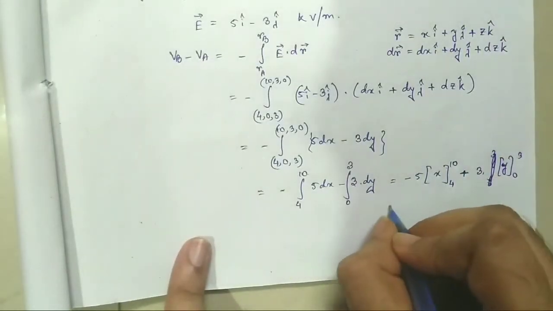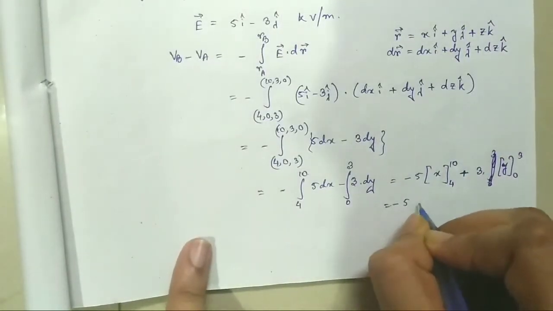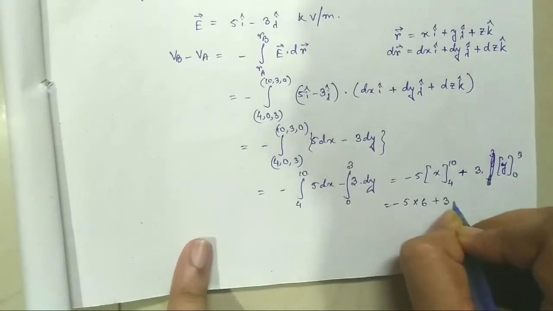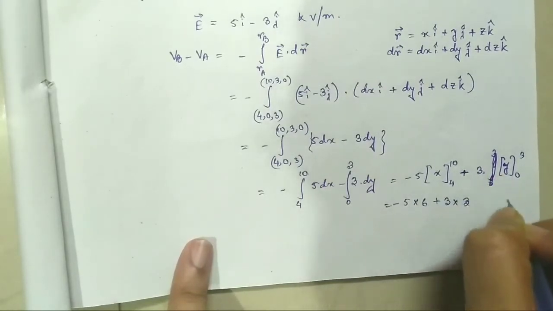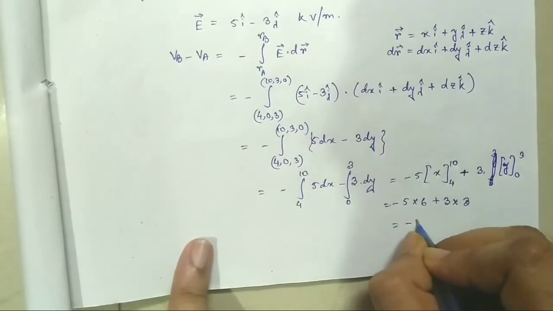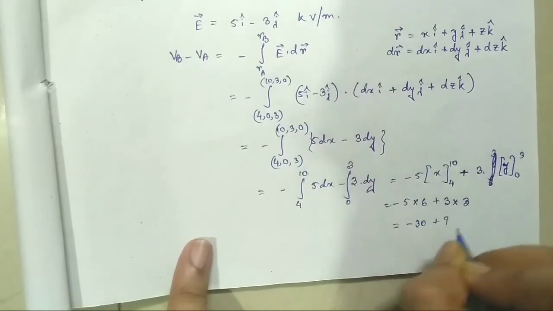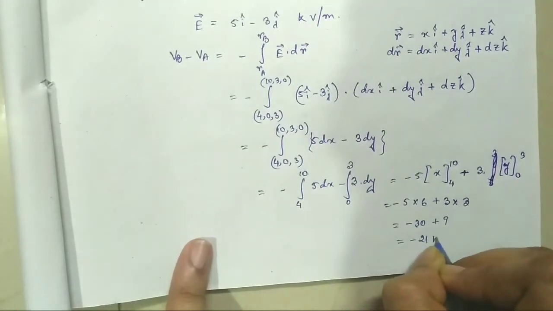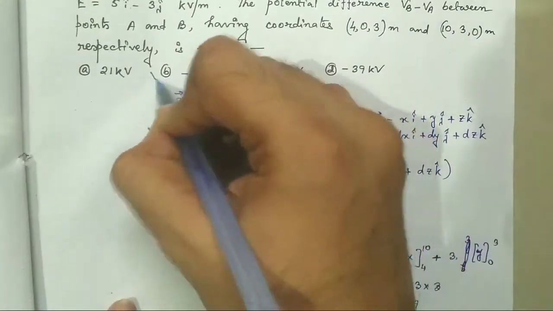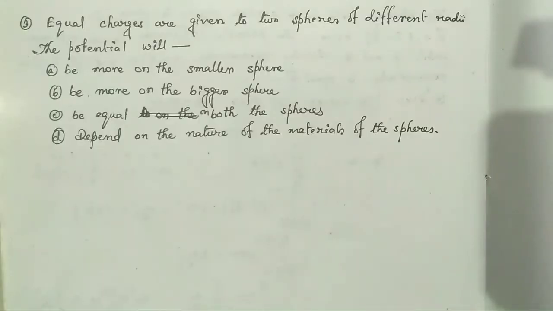Now solve it. Minus 5 into (10 minus 4), that is 6, plus 3 into (3 minus 0), that is 3. So this will become minus 30 plus 9, or minus 21 kilovolt. That is, option B is the correct answer.